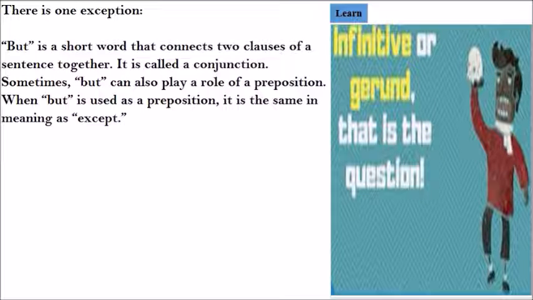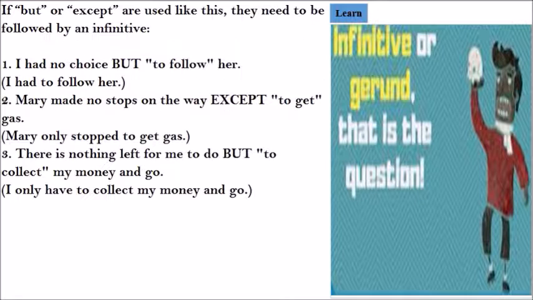There is one exception. But is a short word that connects two clauses of a sentence together. It is called a conjunction. Sometimes, but can also play a role of a preposition. When but is used as a preposition, it is the same in meaning as except. If but or except are used like this, they need to be followed by an infinitive.